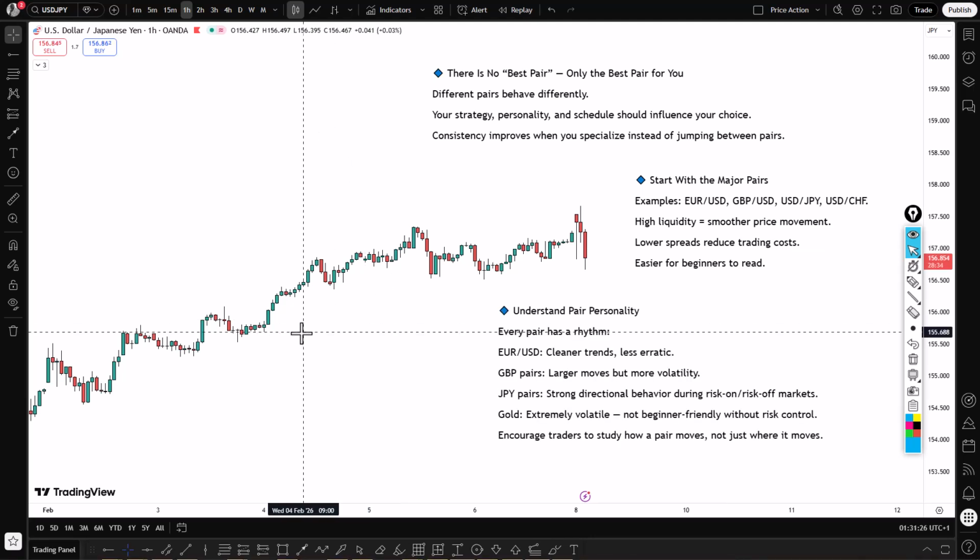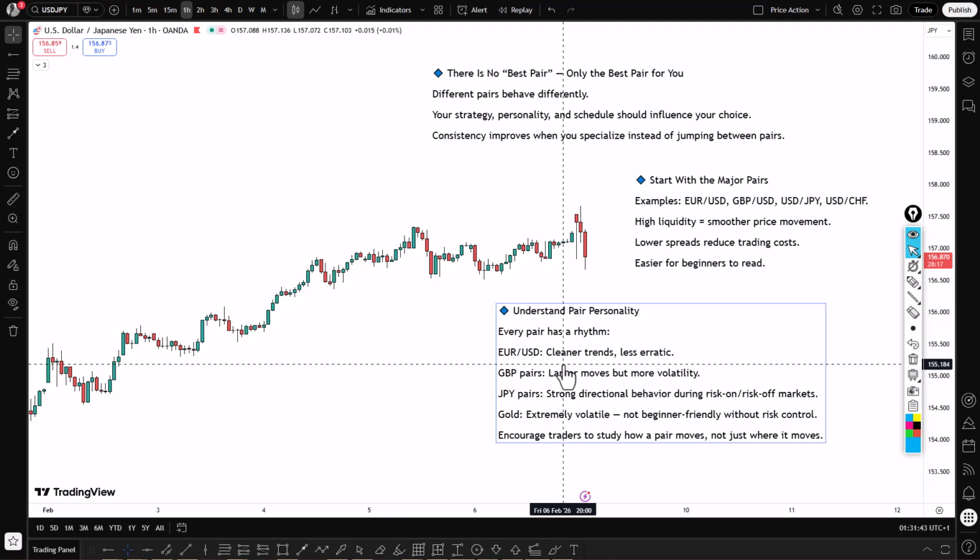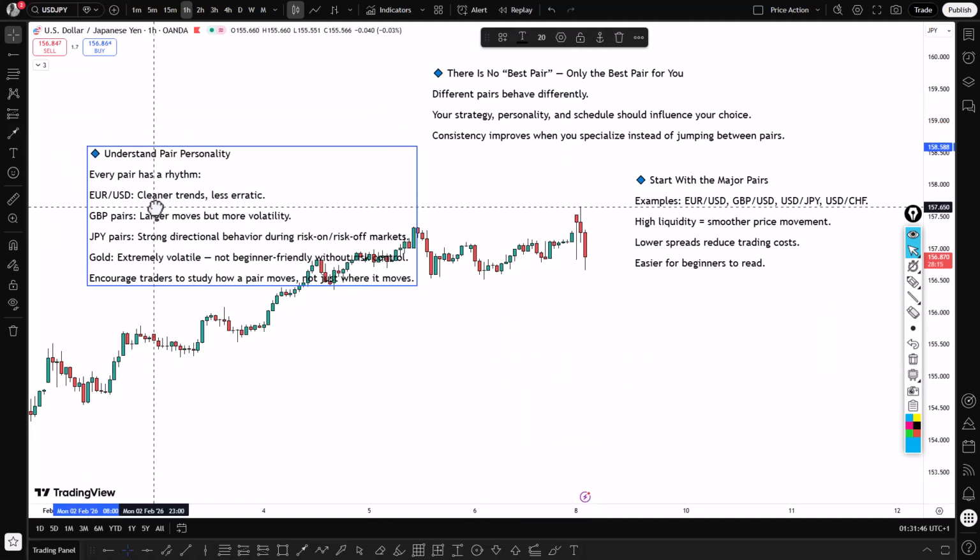The next thing you need to understand is a pair's personality. Like I told you earlier on, every currency pair tends to have a peculiar, unique way it behaves and reacts to price action. So just giving you a quick example of a couple of currency pairs: you'd see that the Euro USD has cleaner trends. The reason is because the Euro USD is the number one most traded currency instrument on the planet.